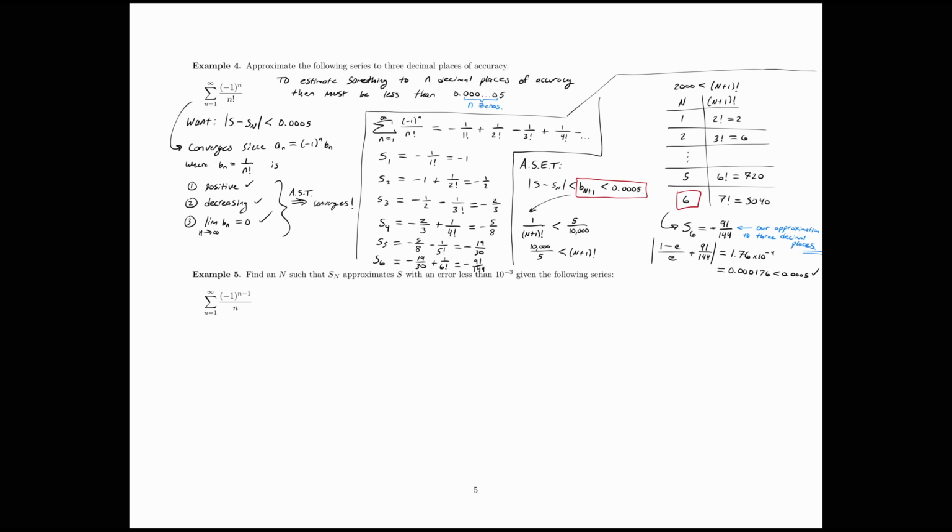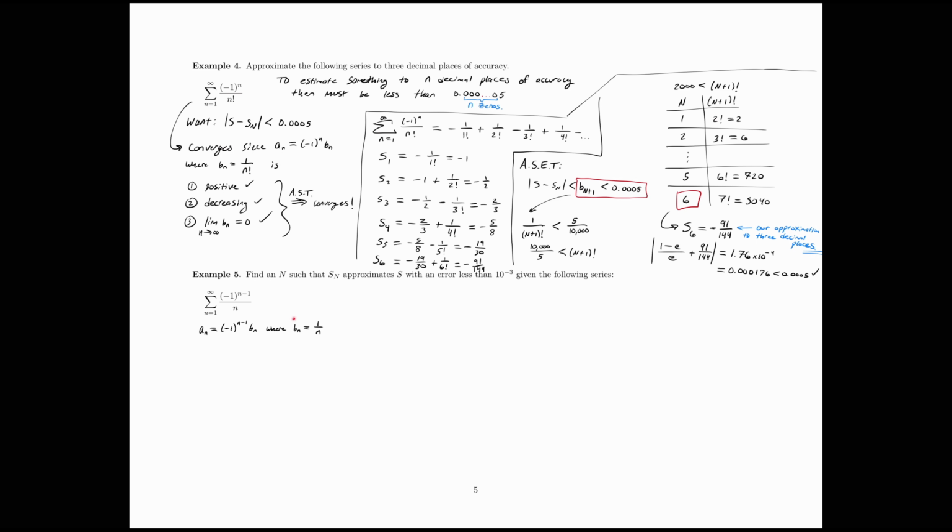All right, in this example 5, we want to find the number n so that our nth partial sum approximates the true sum of this convergent alternating series to less than 10 to the negative 3. So this series is convergent because it does pass the alternating series test. Our series term, a sub n, is given by negative 1 to the n minus 1 times the positive part of our series terms, which is b sub n, and b sub n is just 1 over n.